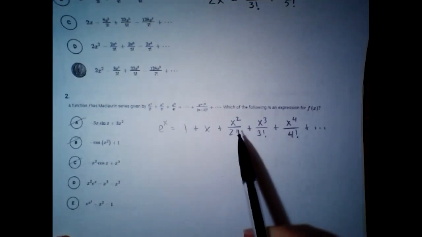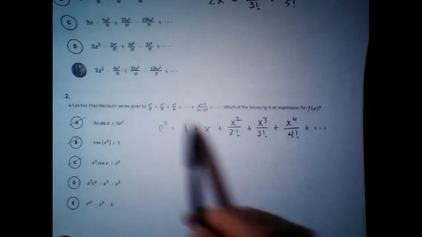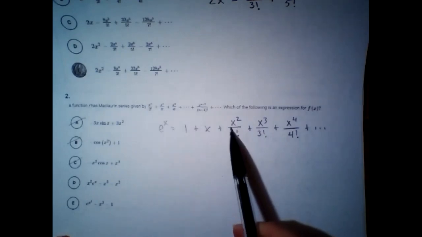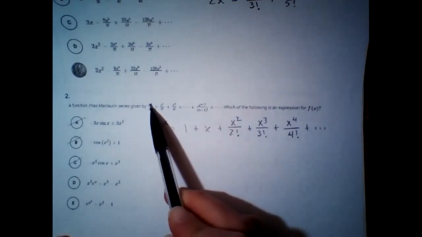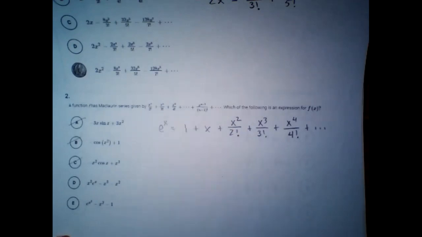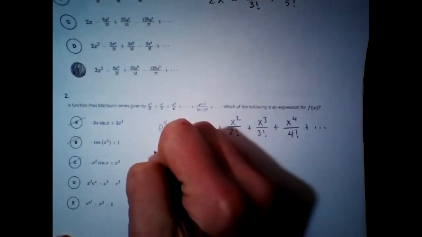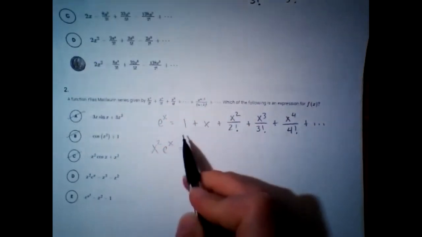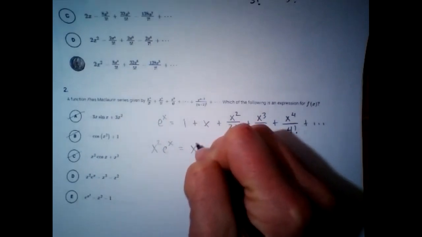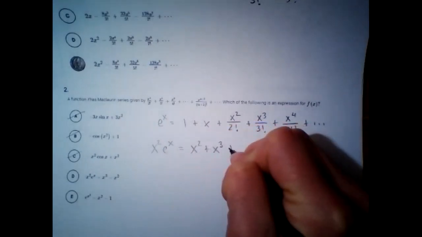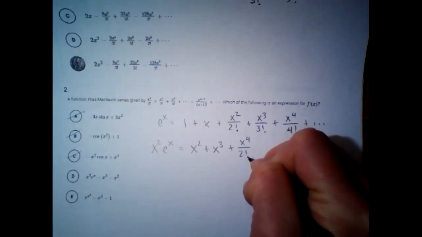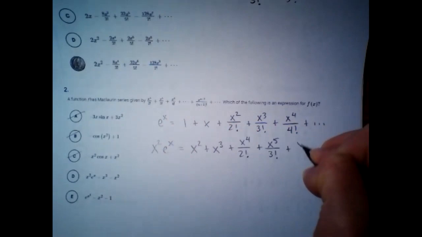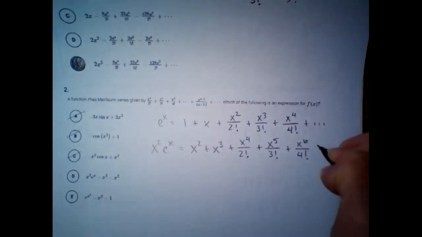And it looks like when I see this 2 factorial here, the numerator, instead of x squared, it's x to the 4th. So when I'm looking to match up that term, instead of x squared, it's x to the 4th. So it looks like we multiplied by an x squared here. So I'm going to do that next. Multiply each term by an x squared. So that will give me x squared plus x to the 3rd plus x to the 4th over 2 factorial plus x to the 5th over 3 factorial plus x to the 6th over 4 factorial.